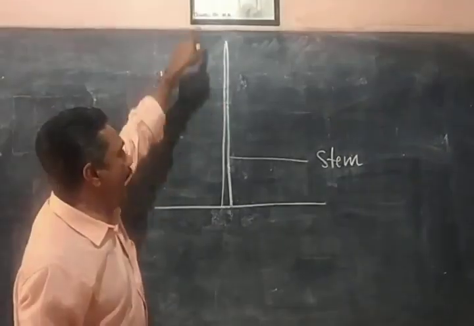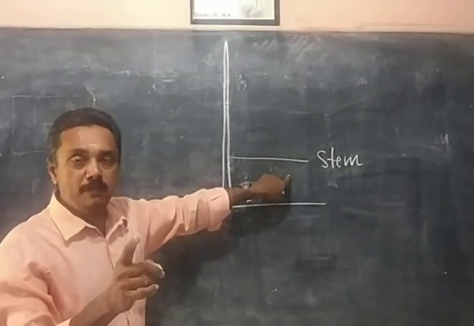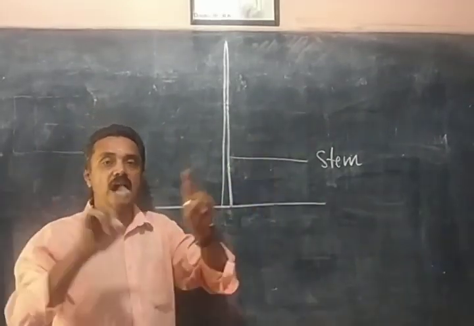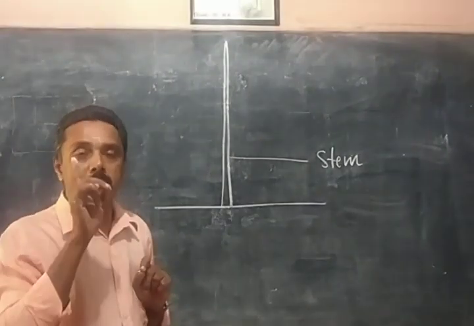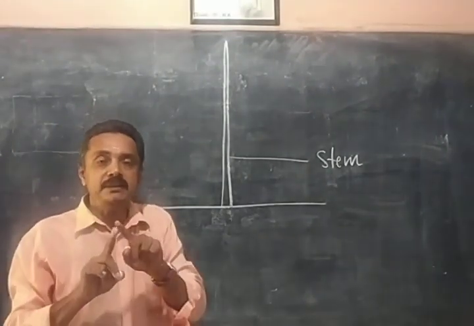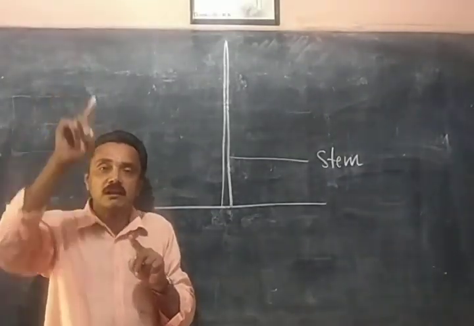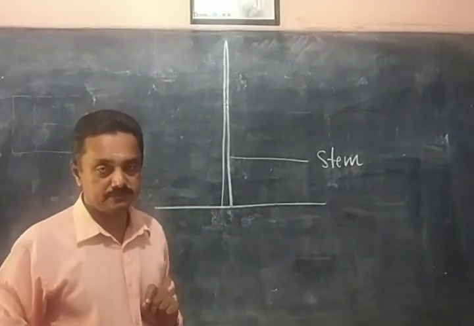And this main axis, stem, helps in the conduction of food material and supporting the leaves and branches. It helps in the conduction of food and water, and it supports the leaves and branches and flowers.